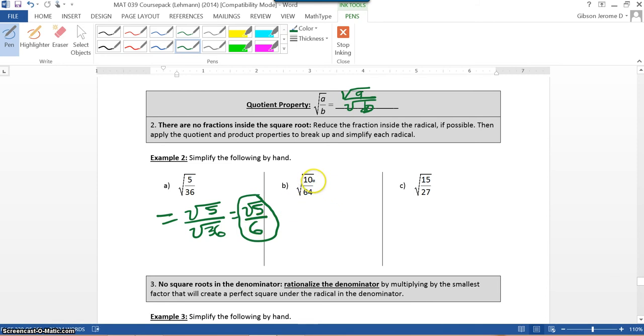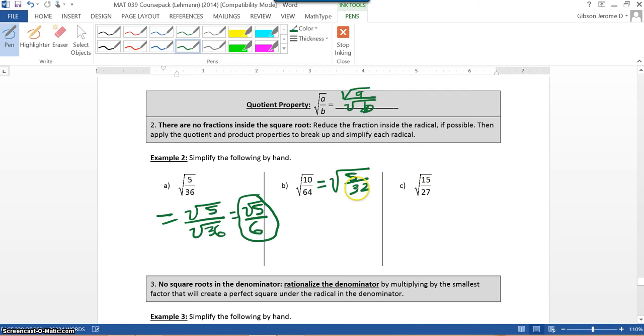Now we come here. We have 10 over 64. Now here's the thing about that. We can simplify this, but okay, let's simplify this. 10 and 64 both have 2 in common. So this would be 5 over 32.